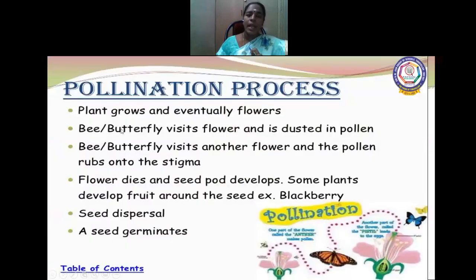Pollination process. The plant grows and eventually flowers. Bees and butterflies visit the flower and get dusted in pollen. At another flower, the pollen rubs on the stigma. The flower dies and a seed pod develops. Some plants develop fruits around the seed, for example blackberry. Then seed dispersal, and a seed germinates.